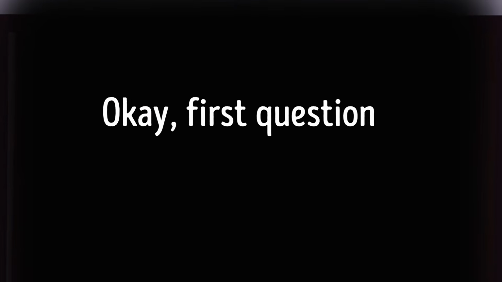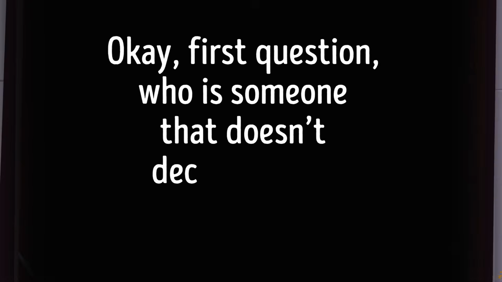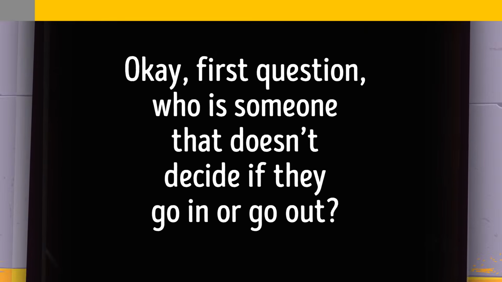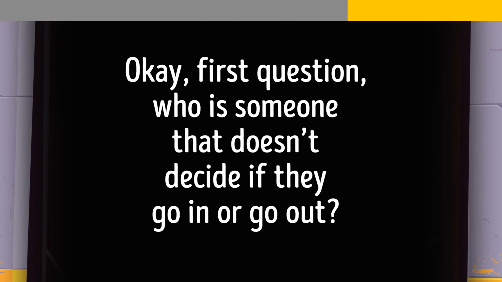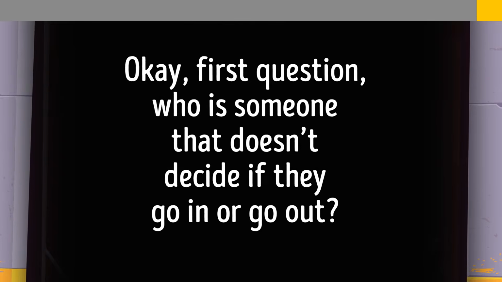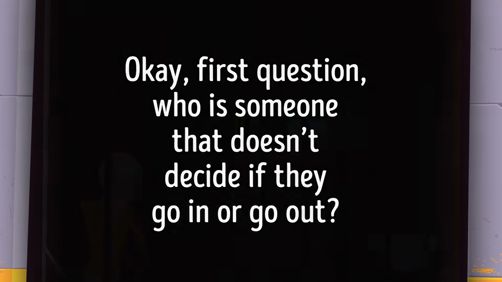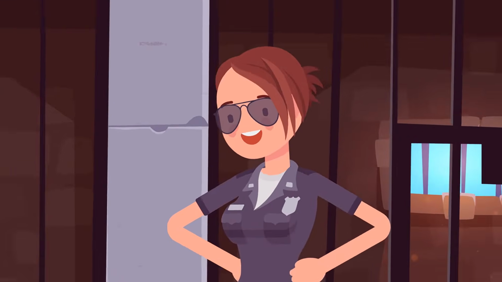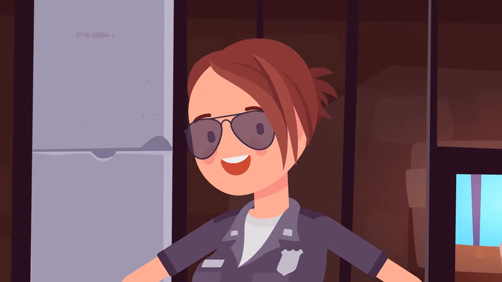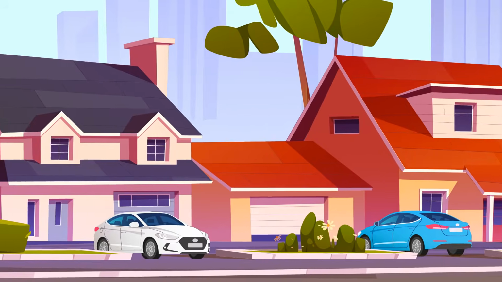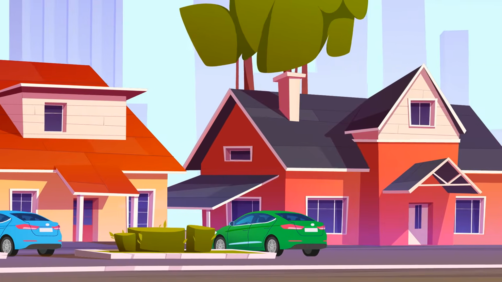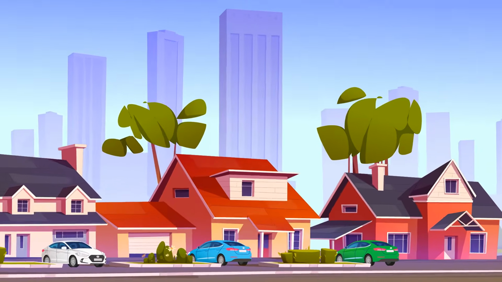Okay, first question. Who is someone that doesn't decide if they go in or out? That's a prisoner. And today, you're going to be a true detective solving some prisoner riddles. Ready? Here's a task for you. Take a good look at these 3 houses. In one of them, a person who recently escaped from prison resides. In which house do you think they live?